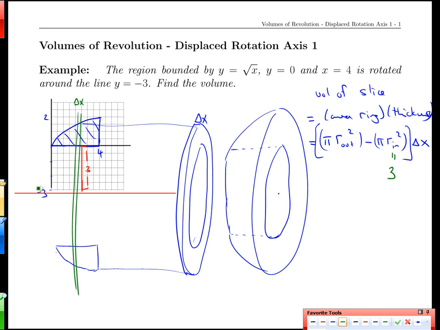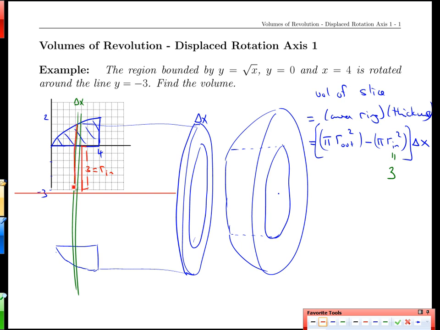Why? Well, we're down at y equals negative 3, and the distance from negative 3 to 0 is the positive value 3. That's just a distance. How about the outer radius? Well, that's defined by this curve, but not by this curve alone, but by the distance. Let's formalize this as our inner.